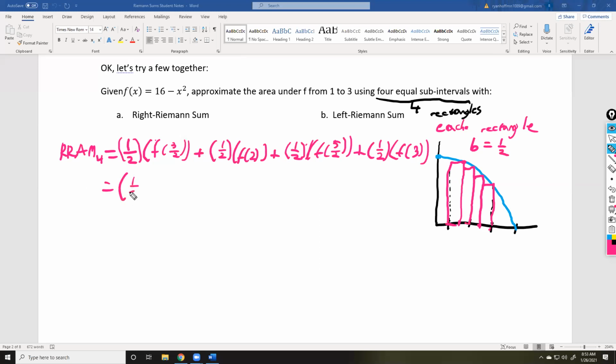So we would go 1/2 times f of 3/2. Well, 3/2 squared is going to be 9/4. So let's see. This is 64/4 minus 9/4. So this is 55/4. F of 2 is easier. This is 16 minus 4 is 12. Plus, and then a whole bunch of arithmetic.